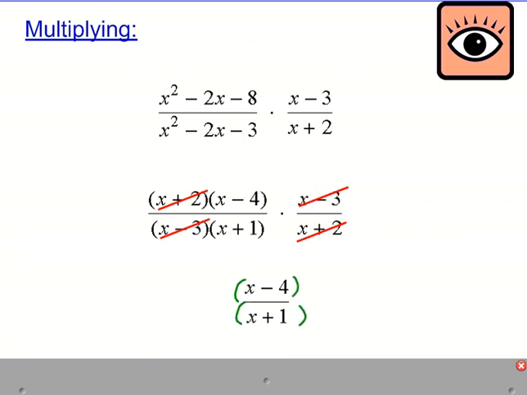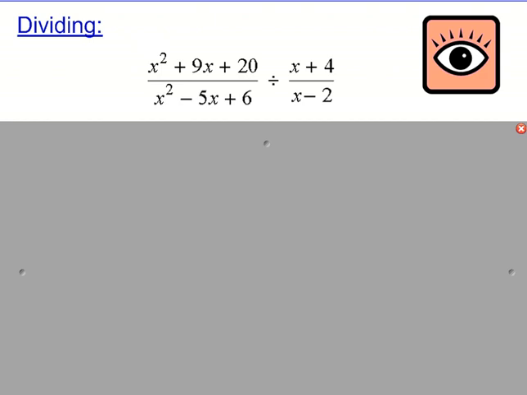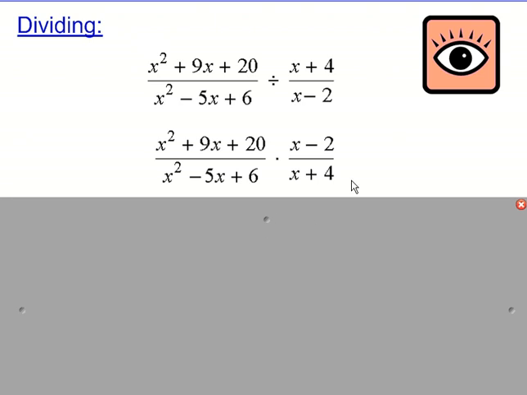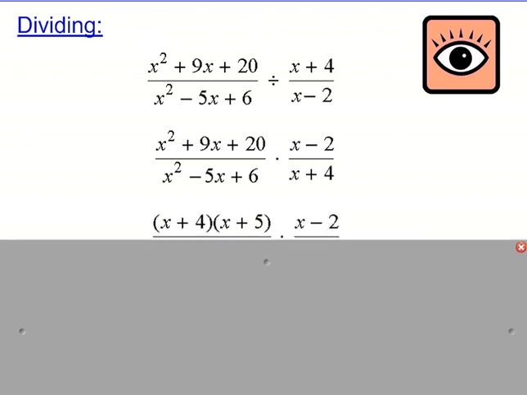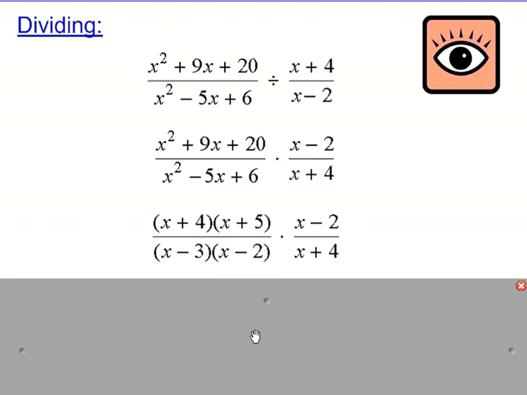Let's take a look at a dividing problem very quickly. Here we have x squared plus 9x plus 20 divided by x squared minus 5x plus 6, and that rational expression divided by x plus 4 divided by x minus 2. So what we're going to do is change this division problem into a multiplication problem by taking the reciprocal of the second fraction. And we're going to factor out the two trinomials. And when we do, we get x plus 4 and x plus 5 for the numerator. And for the denominator, we're going to get x minus 3 and x minus 2.